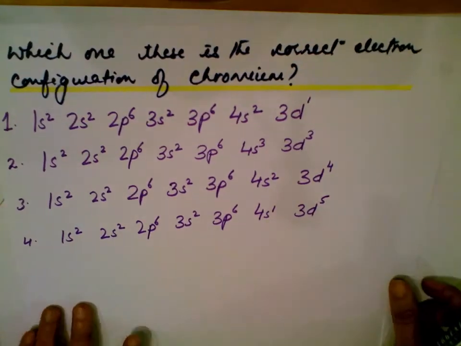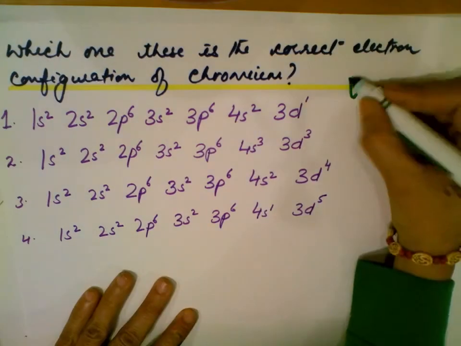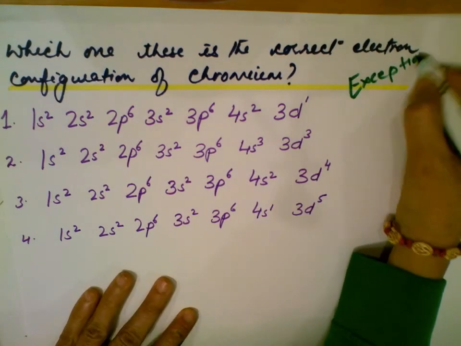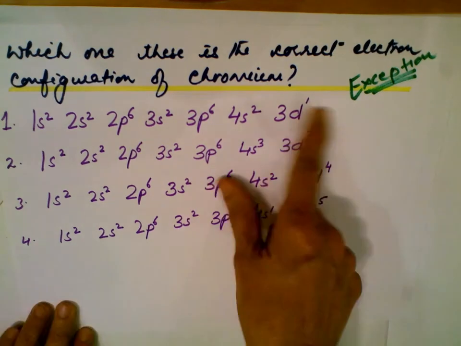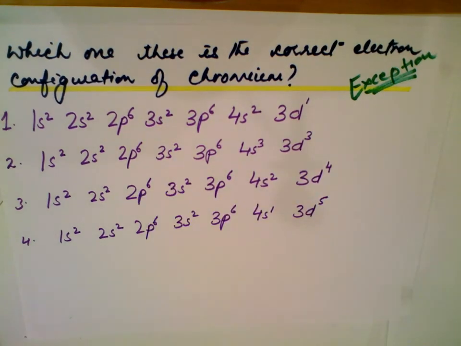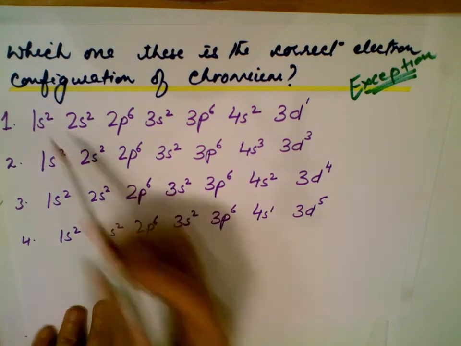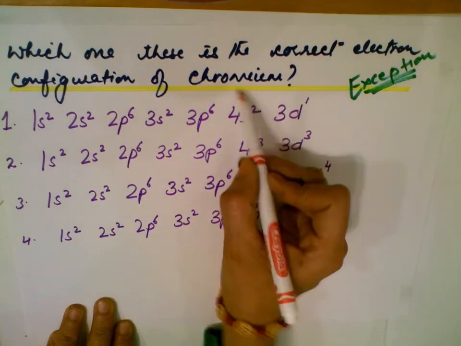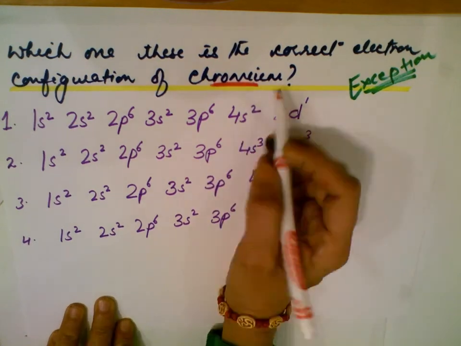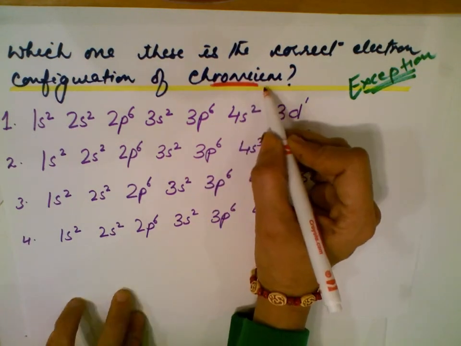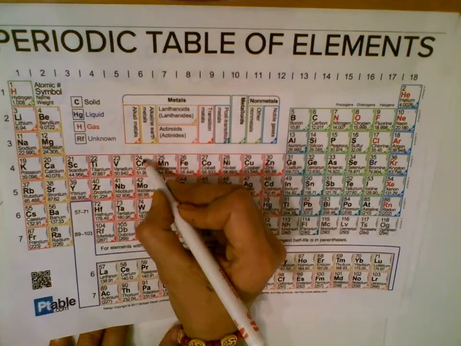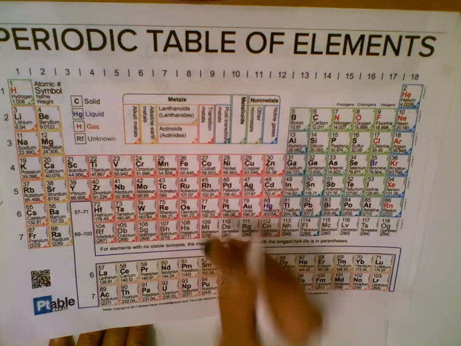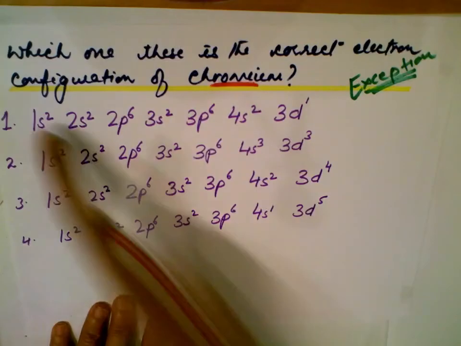Here is the question from the exceptions to our principle. Which of these is the correct electron configuration of chromium? So how do we tell? We are going to first make sure that they add up to the number for chromium. I look at the periodic table, and for chromium it says 24. So I know one thing for sure, that they have to add up to 24.